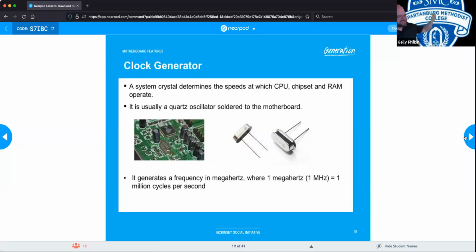So the quartz crystal, as we just discussed, when electric current is put through it, vibrates at a consistent rate. 1 megahertz equals 1 million cycles per second. And they use that to set the internal speed for the computer itself. Questions so far on the clock generator?